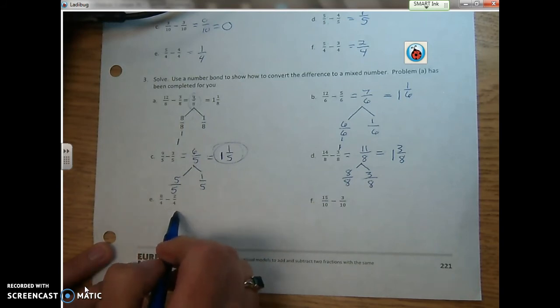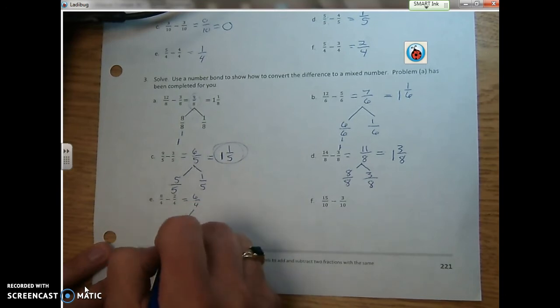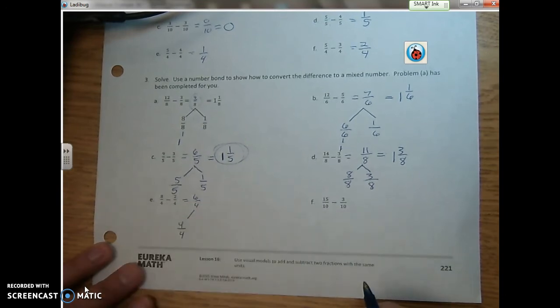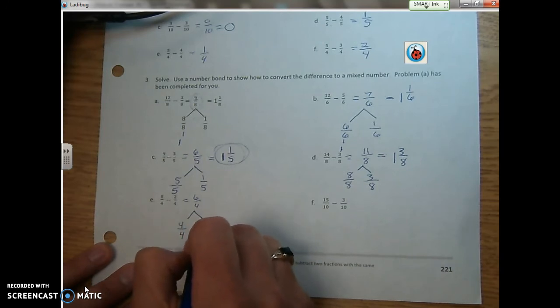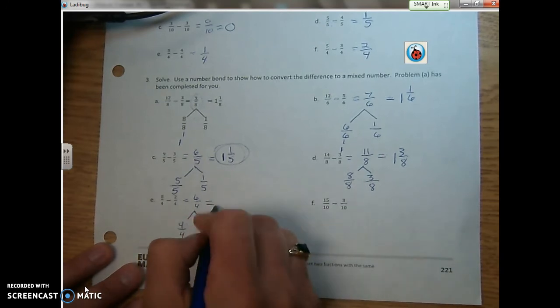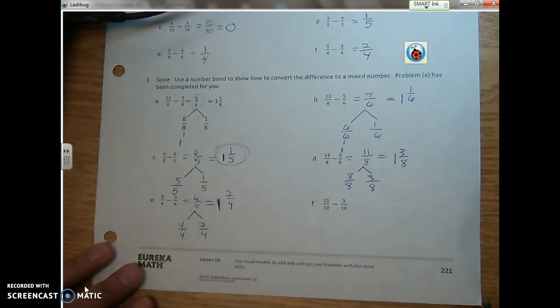8/4 minus 2/4, well, that equals 6/4. If we pull out a 1, which is 4/4, whatever unit fraction we're in, that's what we're pulling out, which is fourths, so we're pulling out 4/4. We have 2/4 left. So this equals 1 and 2/4.